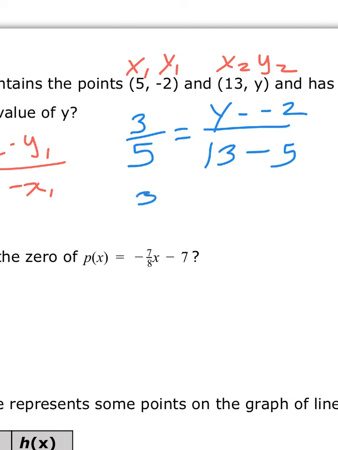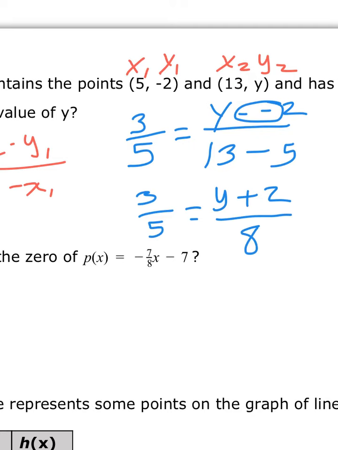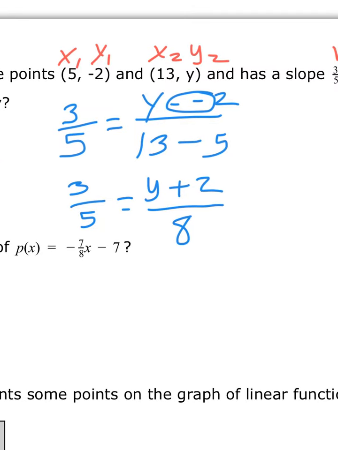All right, so I have 3/5 equals, what's y minus negative 2? Minus a negative is a positive, and what's 13 minus 5? 8. All right. So, right now I have a proportional relationship, right? Let's solve this. Could I solve this? You could. Or, do y'all remember? Cross multiply?